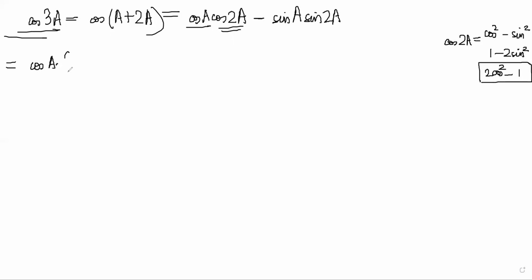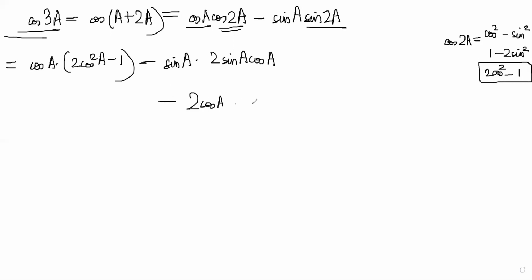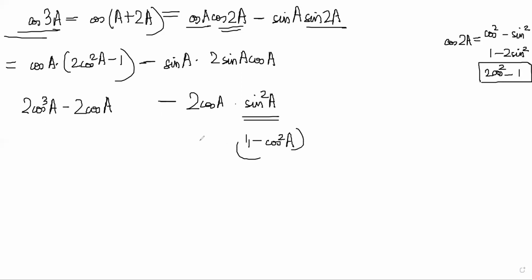So it will become cos A into 2 cos square A minus 1 minus sin A into 2 sin A cos A. That is the formula for sin 2A, right? So this part is becoming minus 2 cos A into sin square A, right? And this part is becoming 2 cos cube A minus cos A, right? And this sin square A also is not necessary. I can write it as 1 minus cos square A and multiply it by 2 cos A here.